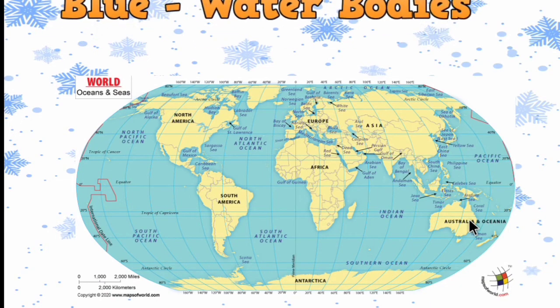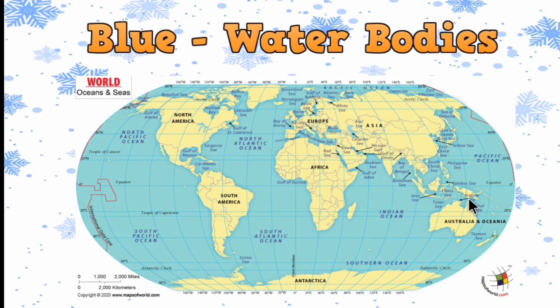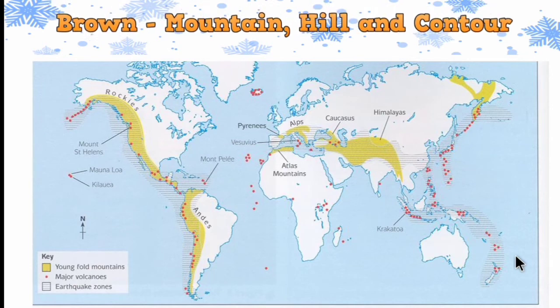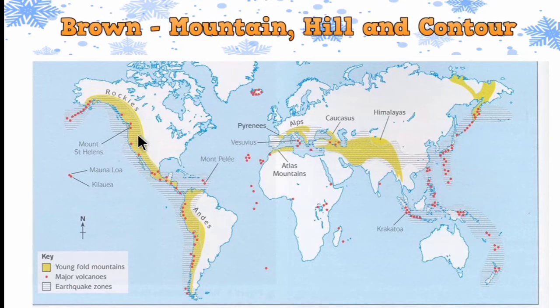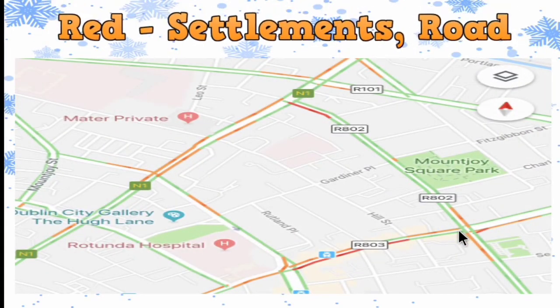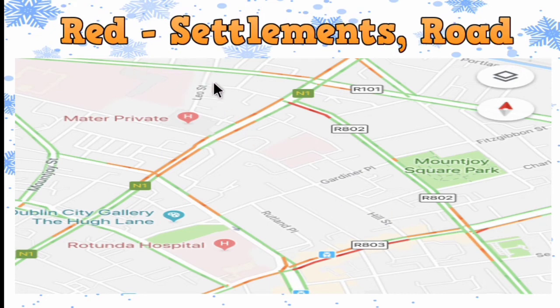And the blue. Blue represents water bodies like oceans, seas, lakes. Next is brown. Brown represents mountains, hills or contour. And red. Red represents the settlement or road.